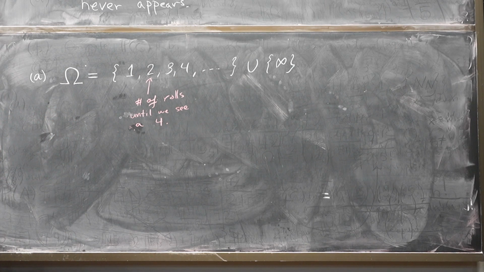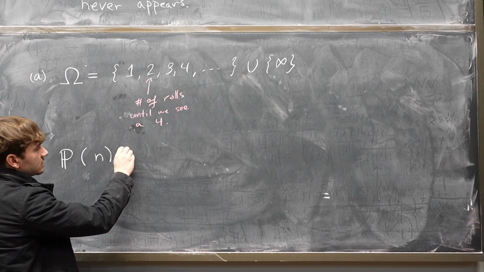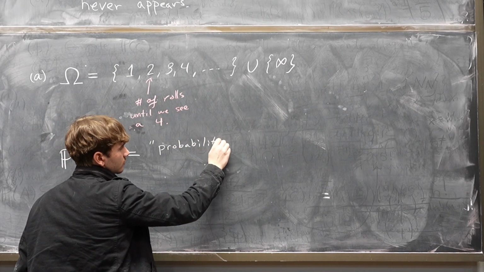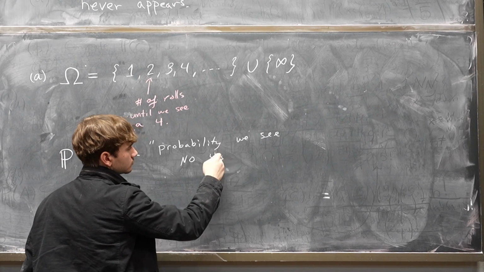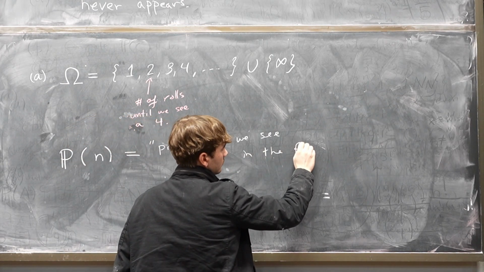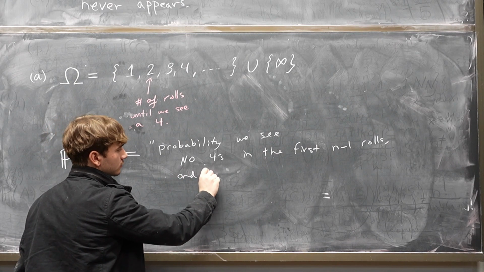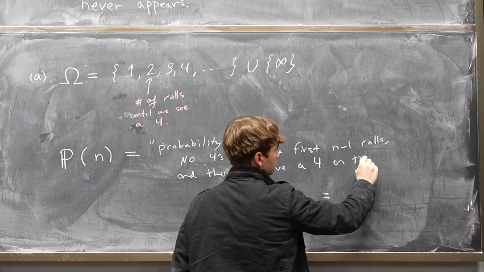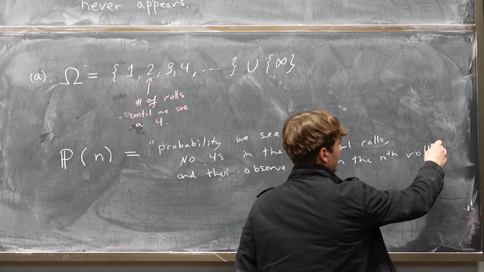Now our probability measure, P, this is the interesting part of the exercise here. So P applied to n, this is the probability, in words, that we see no 4 in the first n-1 rolls, and then observe a 4 on the nth roll.